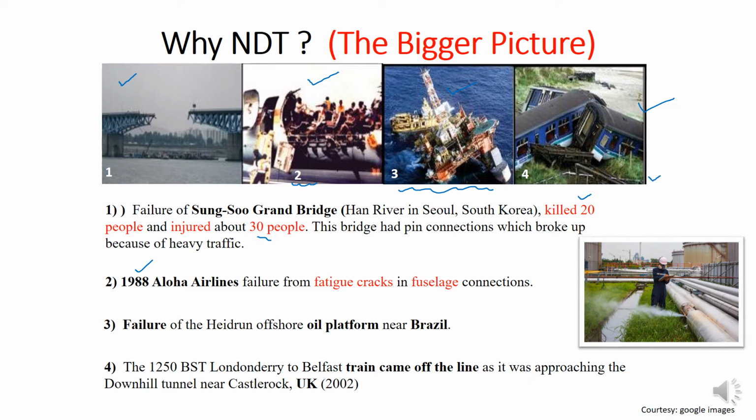You can see that these failures happened because we ignored some minute flaws in these infrastructures. This bridge failure happened because some pin connections broke down, and here there was a small crack in the fuselage area of the airliner, which was ignored. You can see how small cracks or discontinuities can lead to such catastrophic failures. In this photograph, this person is noting down the data on the type of failure which occurred during the bursting of this pipe.